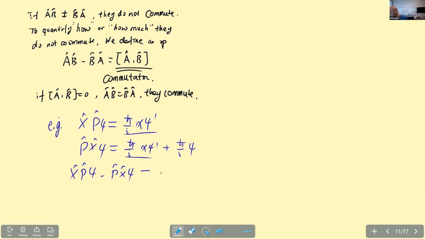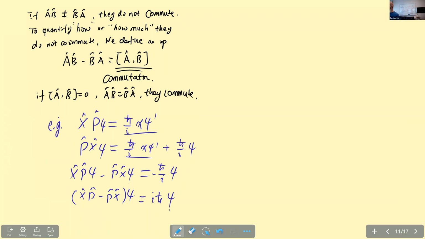So you're going to be left with minus h bar i times psi, right? So in this sense, we say that the xp minus px acting on psi equals i times h bar psi. Just because this p has a derivative on x. So if you put a p on the right hand side, it does not act on x. But if you put p on the left hand side, it's going to act on x. So you got an extra term.